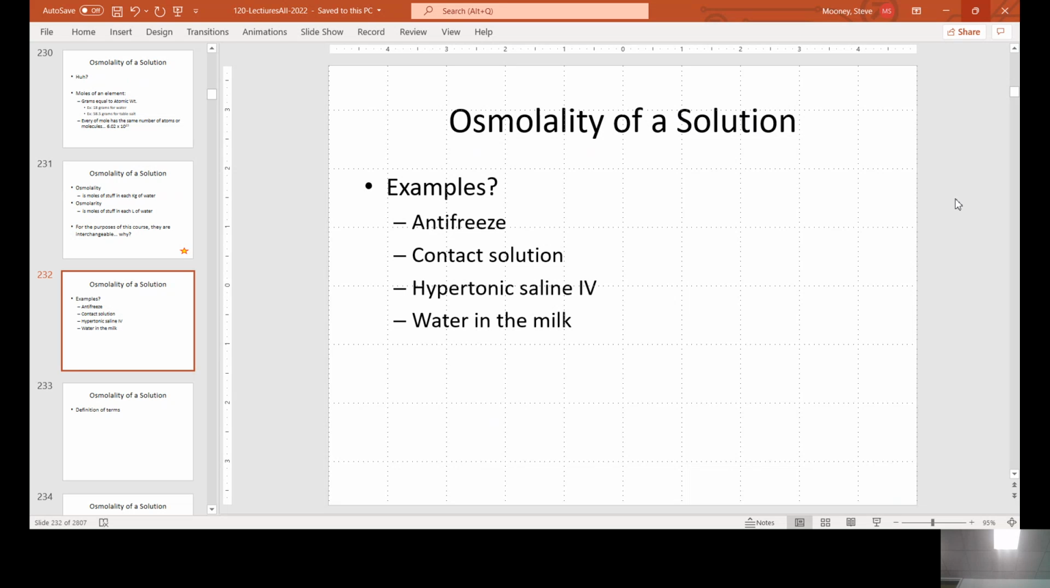Hypertonic saline. Has anybody ever given that to a cow? Anybody? If somebody had, what's the first thing that happens? You give that hypertonic bottle of saline. We do that to treat cows, usually with a toxic mastitis. We're trying to get them to flush their body out.